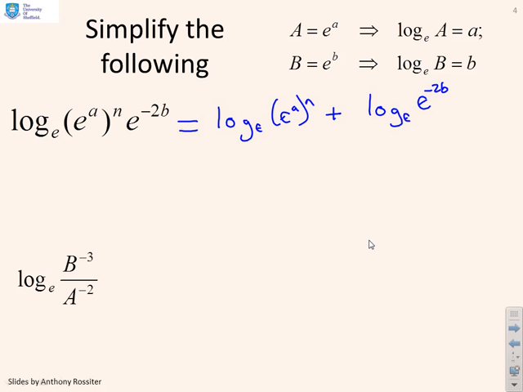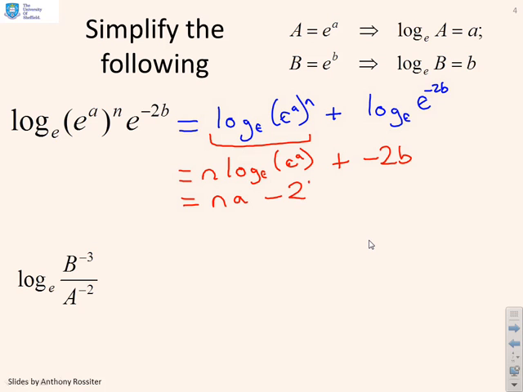Now, what I can do next is I can look at this first one and I can use the power rule on that. So that gives me n log e of e to the a. And this next one I can do by inspection because it's just got an e in it, so by definition the answer is minus 2b. And then I can also see by inspection log e of e to the a is a, so I've got n a minus 2b. So we're done. So you see that first question looked quite messy, but actually was fairly straightforward.